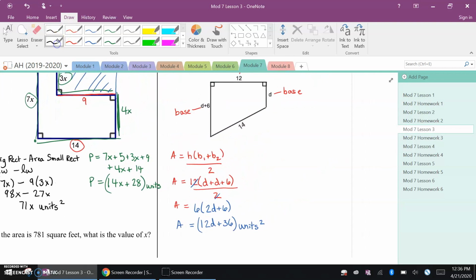Looking at the perimeter, we just need to walk ourselves all the way around the trapezoid. So we've got 12 plus d plus 14 plus d plus 6. Now we're going to go ahead and combine our like terms. So we have 2d. 12 plus 14 gives us 26, and 26 plus 6 gives us 32. And then this is going to be units.